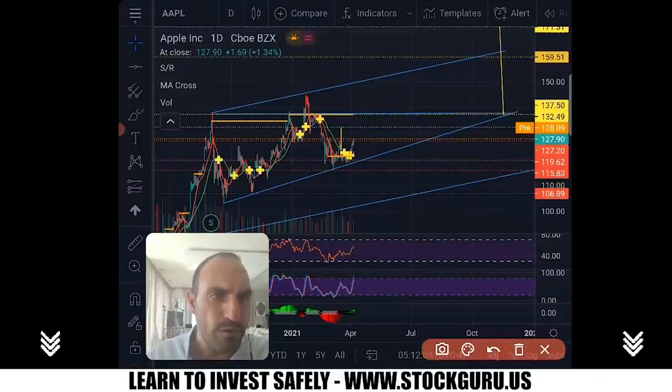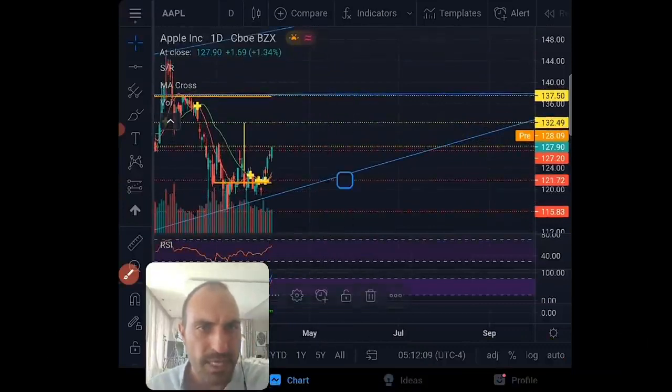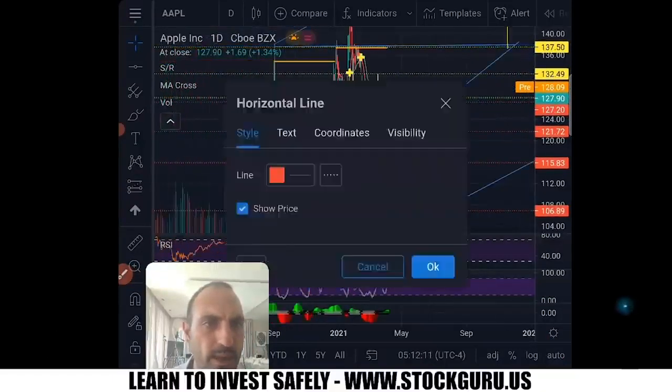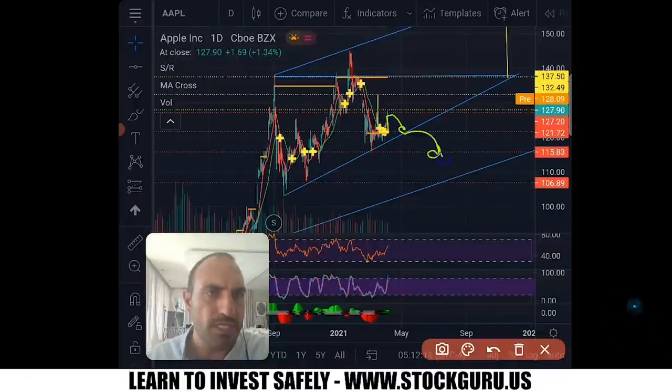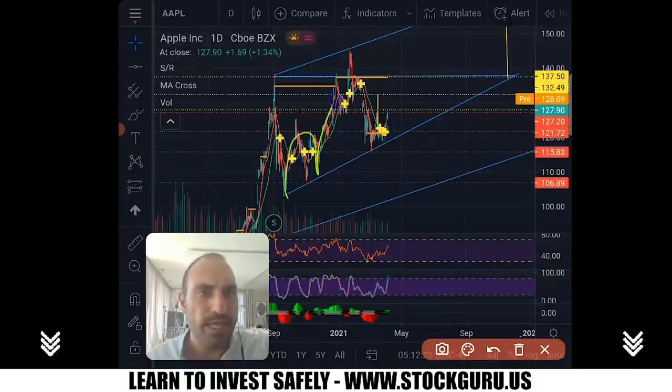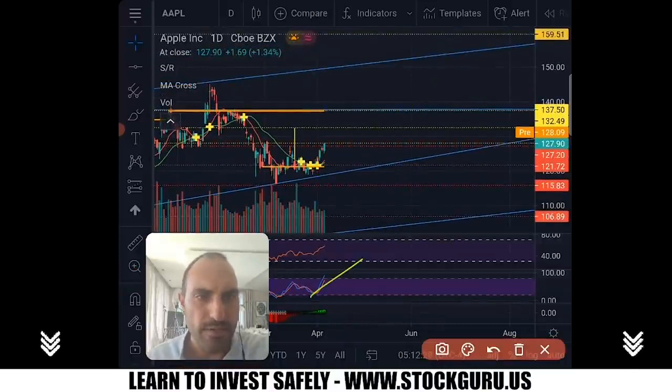If it comes down and breaks this 121, then that would be negative for Aapl. We don't want it to come down and break 121. Then 115 is in play, and then even 106 is in play. But as long as it stays above this blue trend line that it's been climbing, it's going to build pressure and explode to the upside, or even possibly break out early. Stochastic RSI, volume coming in, squeeze moving up, 132, 137.